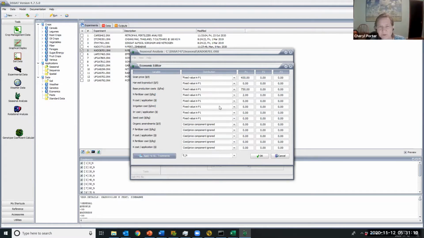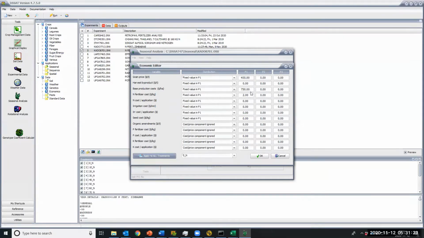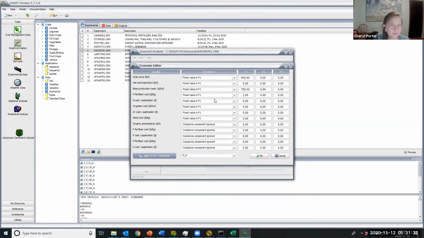This is a very simple analysis. There were only a couple of costs and one grain price. So you could have easily done this by hand or in a spreadsheet. So the second parameter is base production costs? Well, I'll get to that. I'll explain those later. So yeah, the first is the grain price, which is fixed at 400.